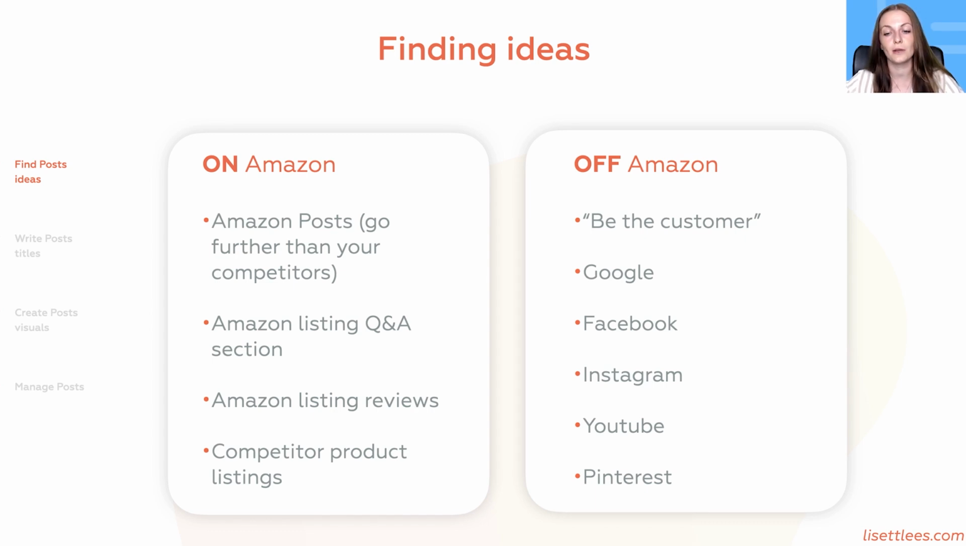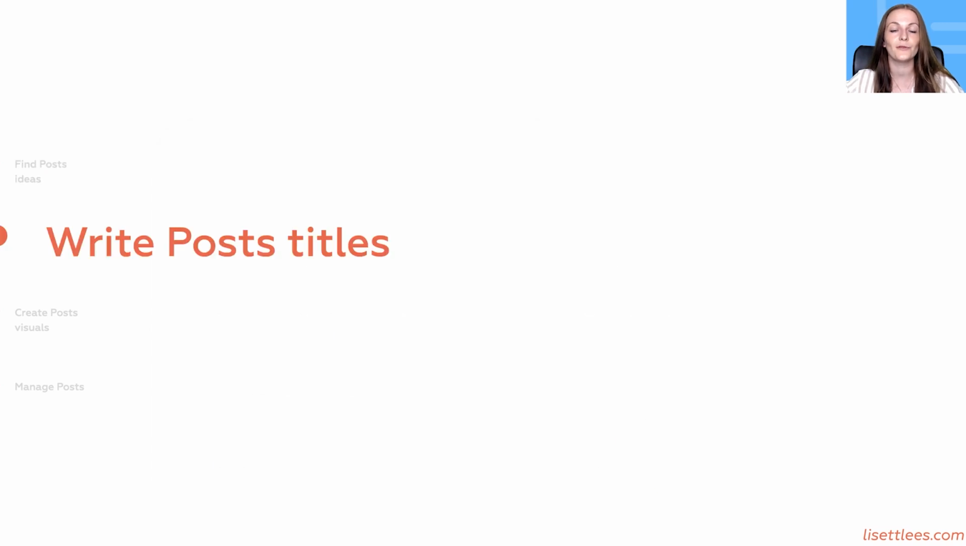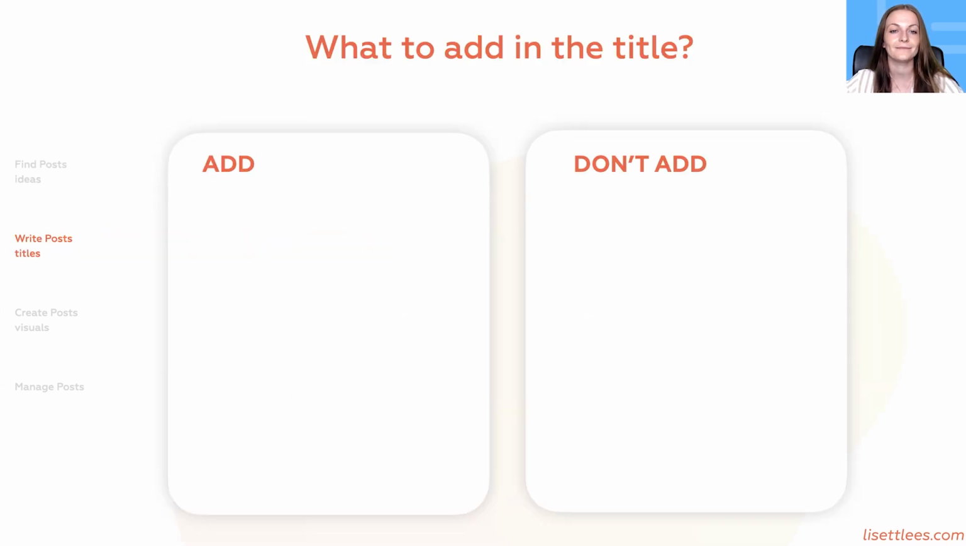Then I recommend using Google to find out the top questions people have about your product. Also read about what people usually like about this product and also what they dislike about such products. And as with any content creation process, you also find inspiration from different social media channels. So let's now move on to writing post titles.